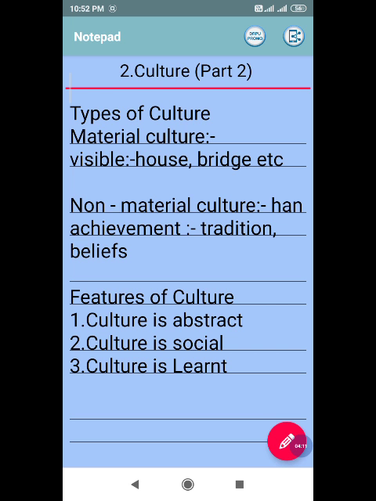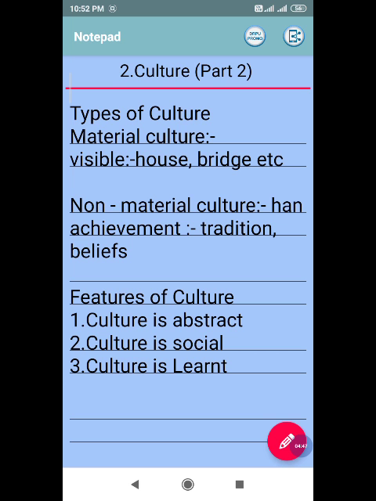When compared to material culture, non-material culture undergoes slow change. Students, we can build a house easily, but we cannot change our tradition. We cannot change our moral values immediately. It means if we compare both material culture and non-material culture, non-material culture is a slow process, it changes slowly.